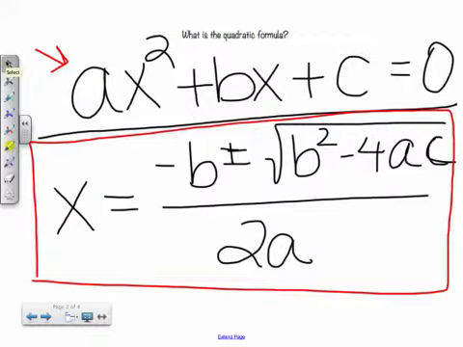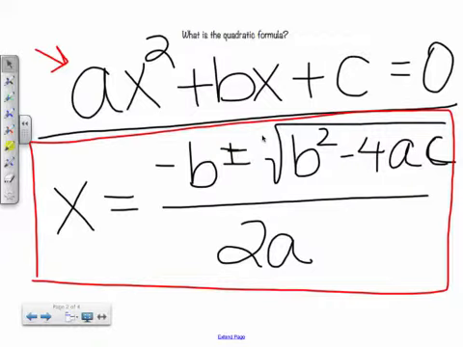The first song goes to the tune of Row, Row, Row Your Boat. So the way that this song will go is as follows. X equals negative b plus or minus square root of b squared minus 4ac all over 2a.